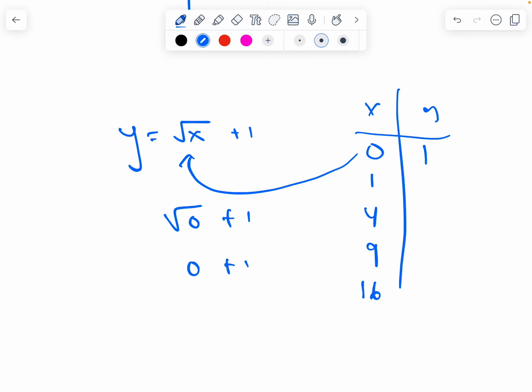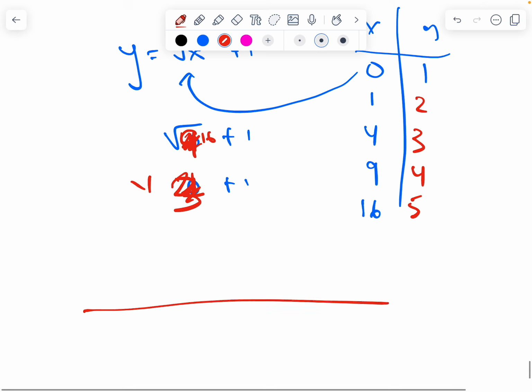If I plug 1 in, then I get 1. Square root of 1 is 1. 1 plus 1 is 2. If I do 4, square root of 4 is 2. 2 plus 1 is 3. If I do 9, square root of 9 is 3. 3 plus 1 is 4. And if I do 16, square root of 16 is 4. 4 plus 1 is 5.